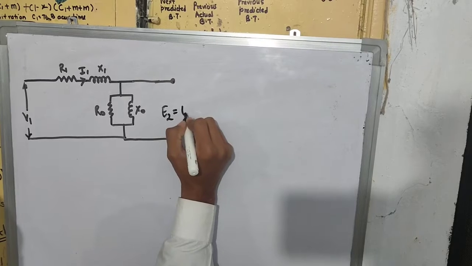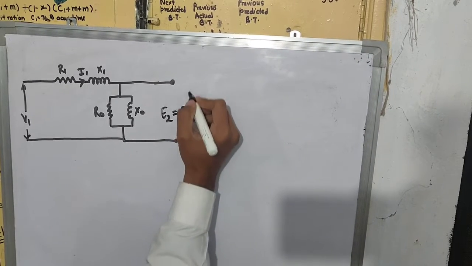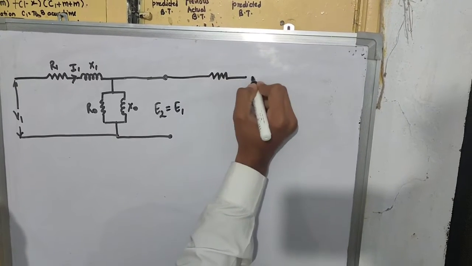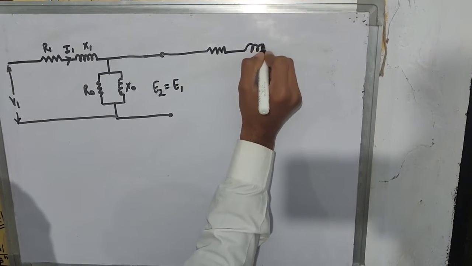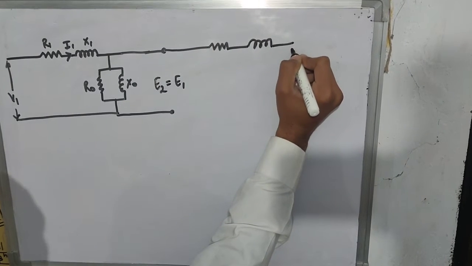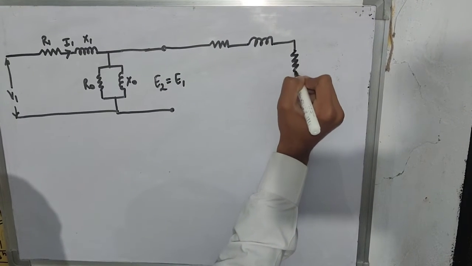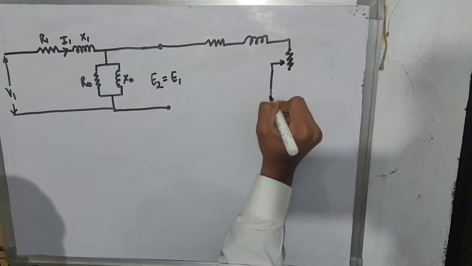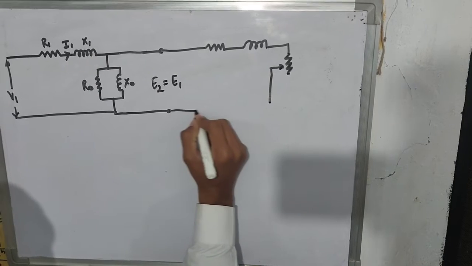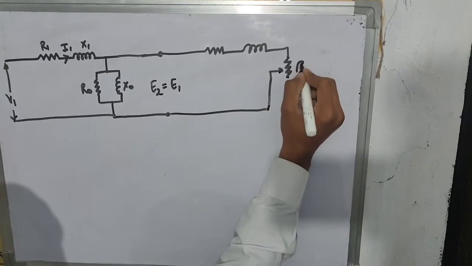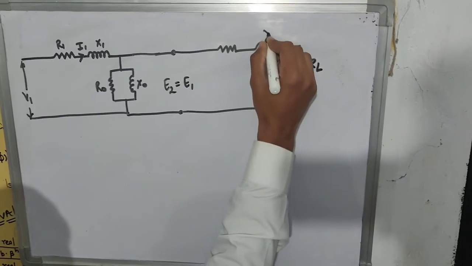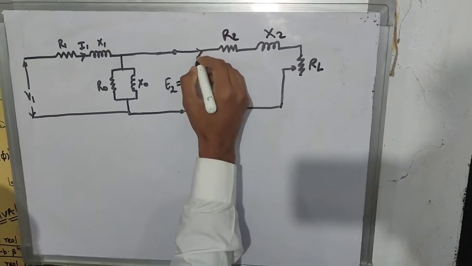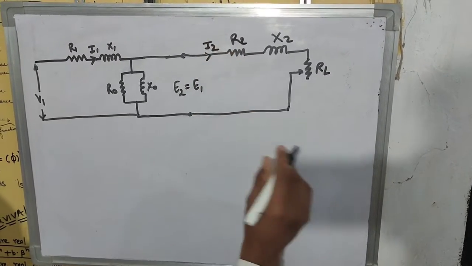Now E2 equals E1. This is R2. This is X2. This is load resistance. This is X2, this is R2. And current flowing here is I2.